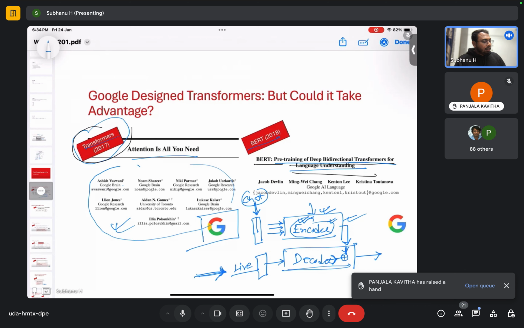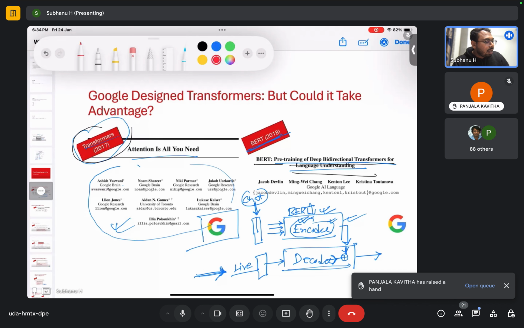One thing I will say is that this paper came in 2018. The encoder in our transformer is called BERT, and the decoder in our transformer is called GPT. So that is where the name ChatGPT came from. Is it clear to everyone?